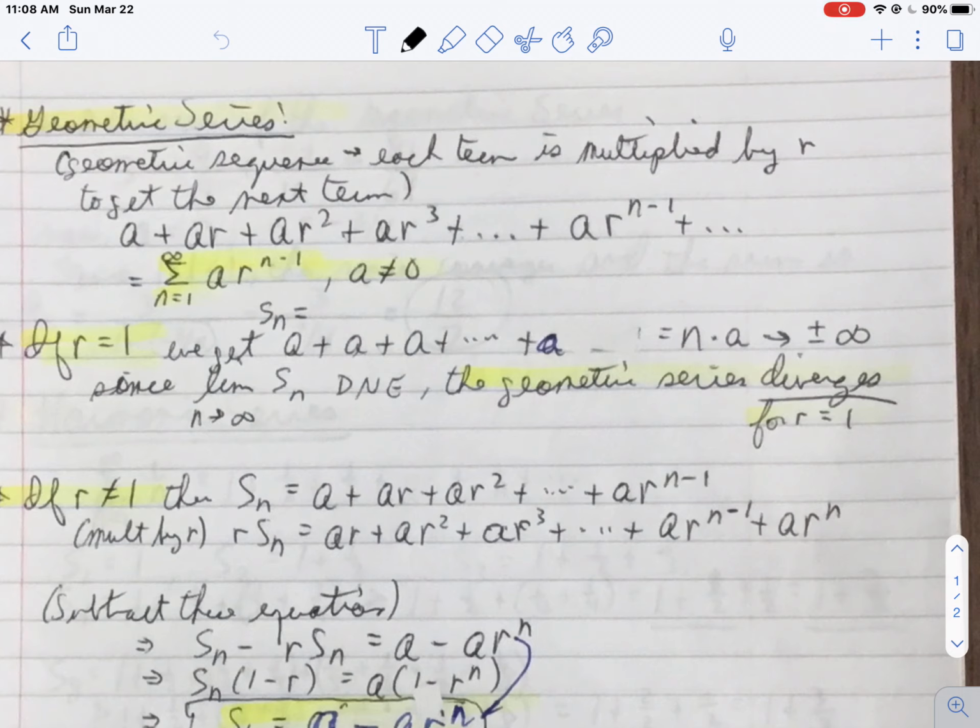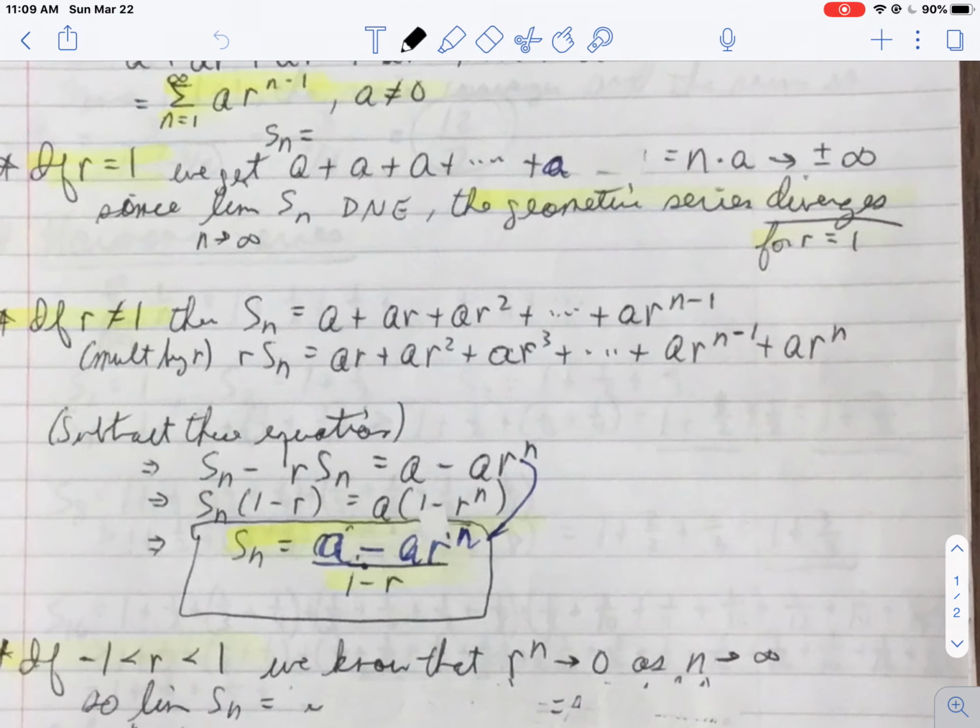And so we came up with this notation: the sum as n goes from 1 to infinity of ar to the n minus 1. And then we went through these different cases with r. I said if r equals 1, the series would be divergent. And then we looked at if r is not equal to 1.